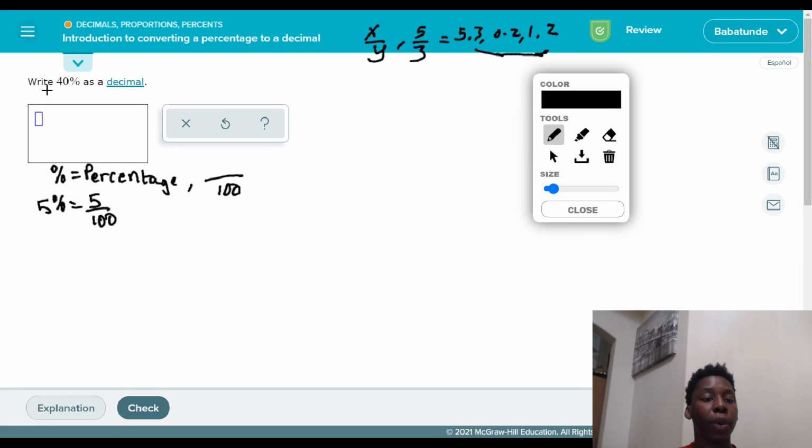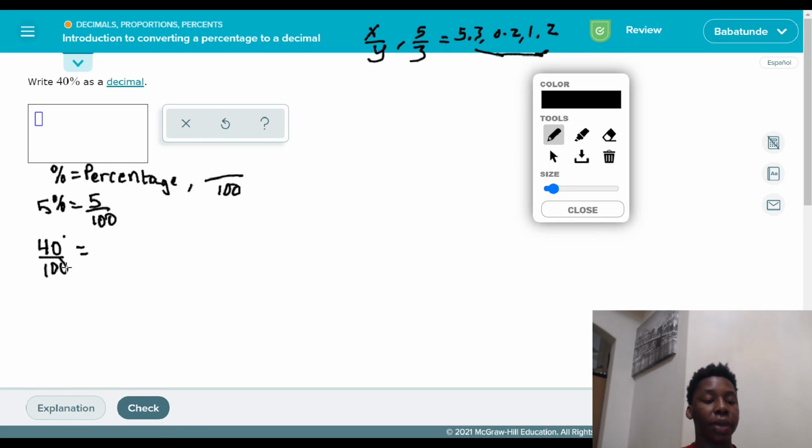So when we're asked to write 40% in decimal, all we're asked to do is say 40 over 100, because it's a percent sign. Based on this example, this is the same thing as 40 divided by 100. So we're going to have to divide 40 by 100 to get the answer in the decimal form. And there's no calculator, so we're going to have to go through the old ways.